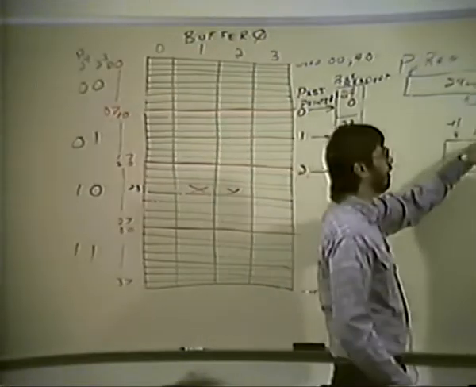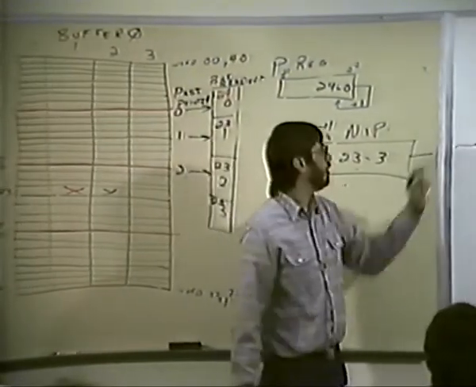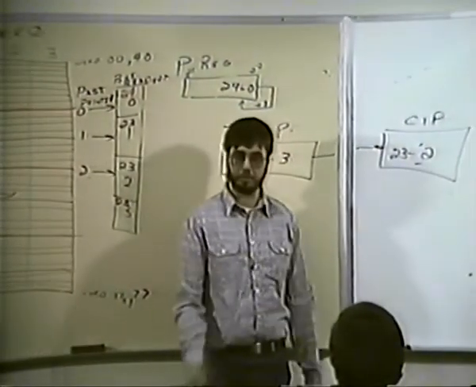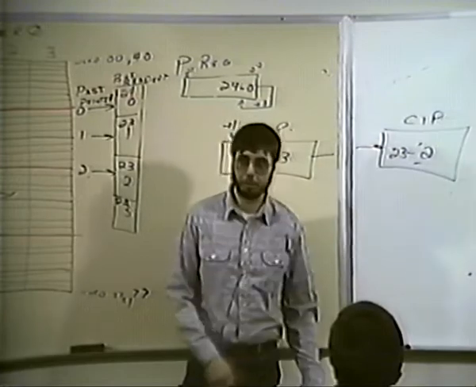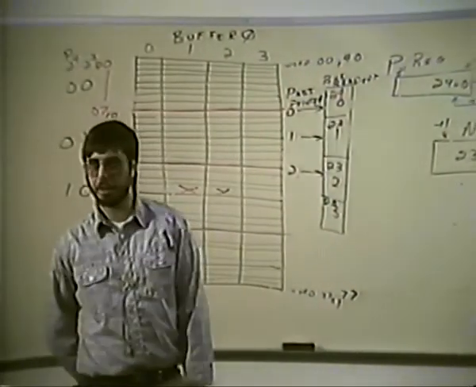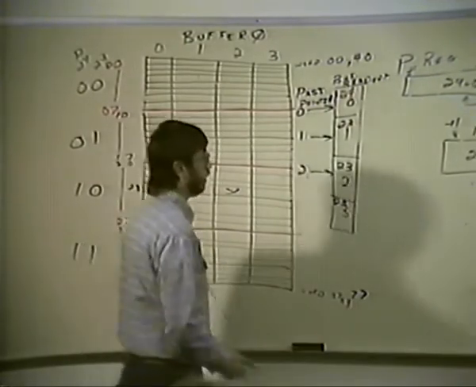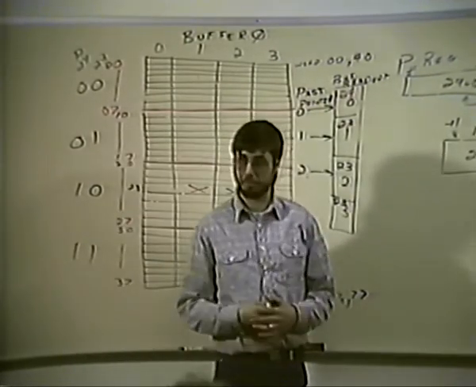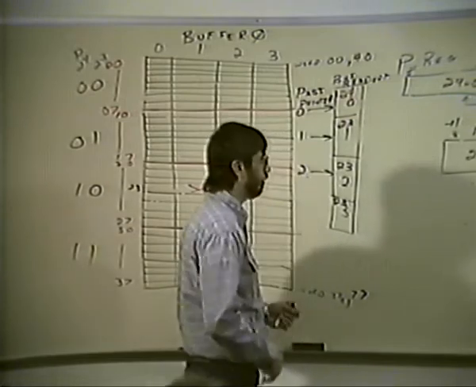NIP is our next instruction parcel. CIP is the current instruction parcel. If there are no more questions about the fetch operation or the reading out of the data out of the buffer, we'll go on and we'll talk about the issue operation here. Instruction issue.